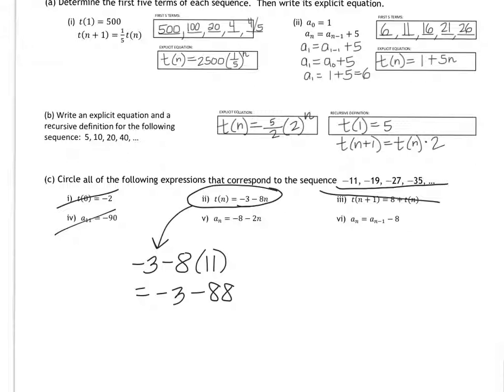Negative 8 minus 2n, well, in number 2, we got the explicit equation as negative 3 minus 8n. So we can't have a different explicit equation. The initial value is not negative 8, and the adder is not negative 2.